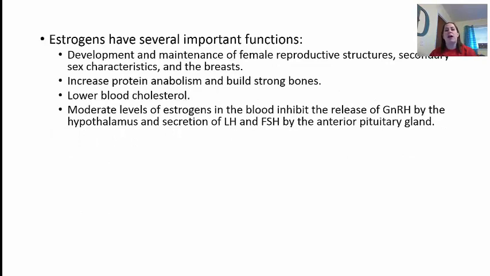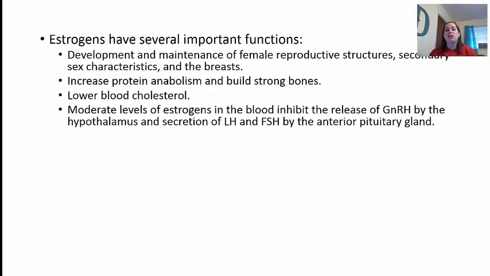Now, estrogens, guys, have several important functions. Of course, it's the development and maintenance of the female reproductive structures, but also secondary sex characteristics like we see with the voice being not as deep. We also see the fat distribution of body hair in certain areas as well, and the development of breasts. We see increased protein anabolism and the building of strong bones. Estrogen actually helps build strong bones. This is why when women go through menopause and they stop producing estrogen, we start to see a higher rise in osteoporosis, because they don't have the estrogen to help them deposit the calcium into their bones. We also see that estrogens help lower blood cholesterol as well.